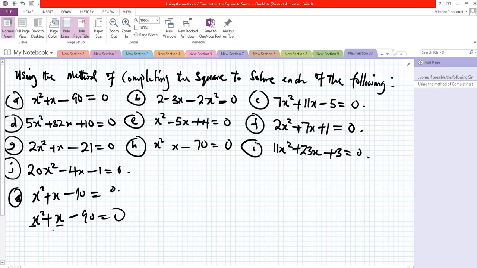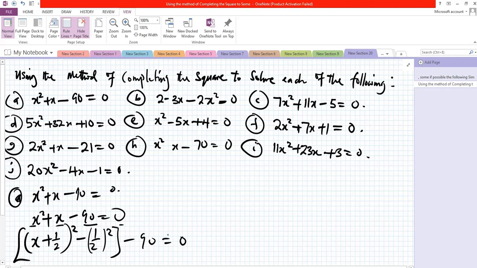So in this form, what you're going to do for completing the square, you say x plus, since there is a plus sign, you make it plus here. Then half of the coefficient of this x, so it's 1 over 2. But the coefficient of x is 1, so 1 over 2 squared. And you minus half of this coefficient all squared. So this is a complete square now. Minus 90. Just write this equal to 0.